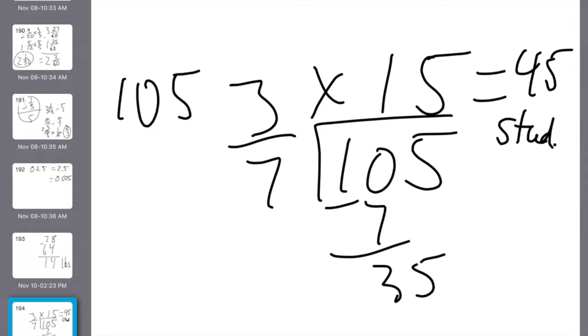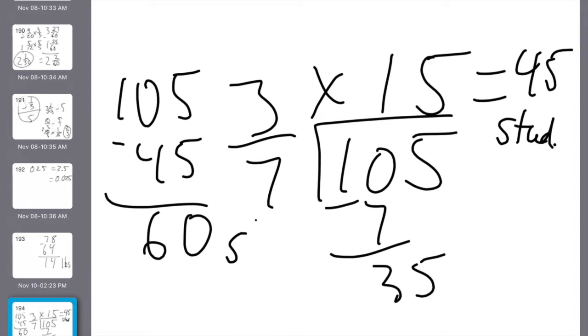B says how many had more than that? Now I've got to subtract, guys. I had a total of 105. 45 had less, so 60 had more. Don't forget your label with that one as well. Keep practicing those problems.